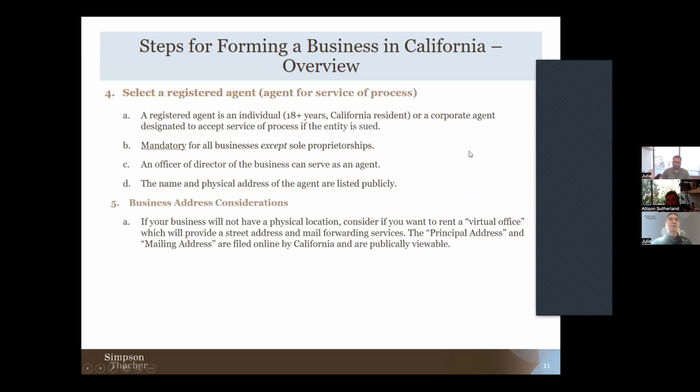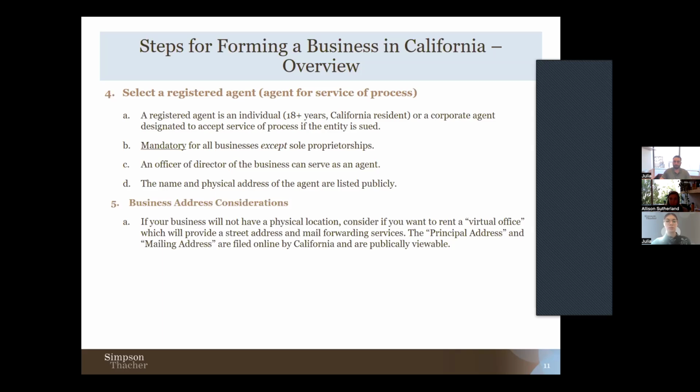So once you've done the steps that Julia just described, the next thing you'll want to do is select a registered agent. And this can be an officer or director of the business. The only requirement is that it's an individual that's aged 18 years or older, and in California, they have to be a California resident. And it's mandatory for all the business types that Julia just mentioned, except for sole proprietorships, which was the last one she discussed. The one thing to know about this is that this is essentially how the state knows who to contact in regards to your business, as well as if an individual wants to sue your business, who they can serve process to.